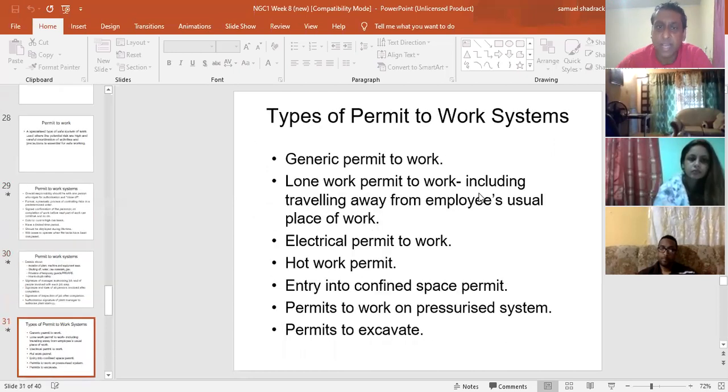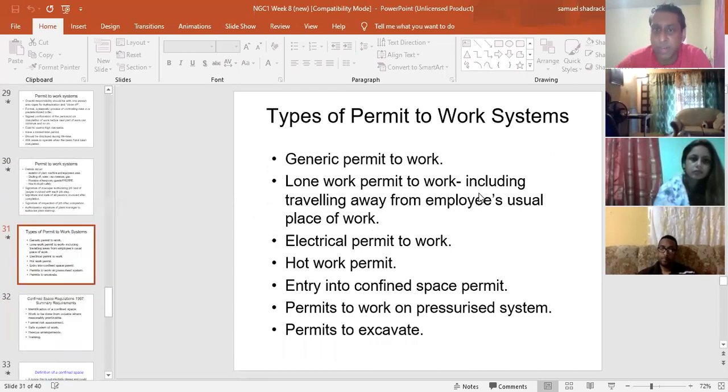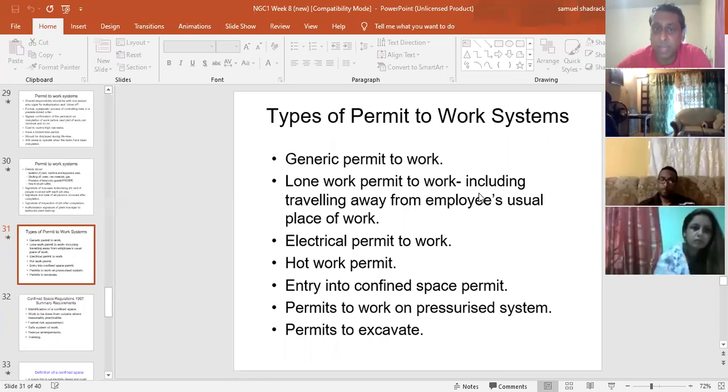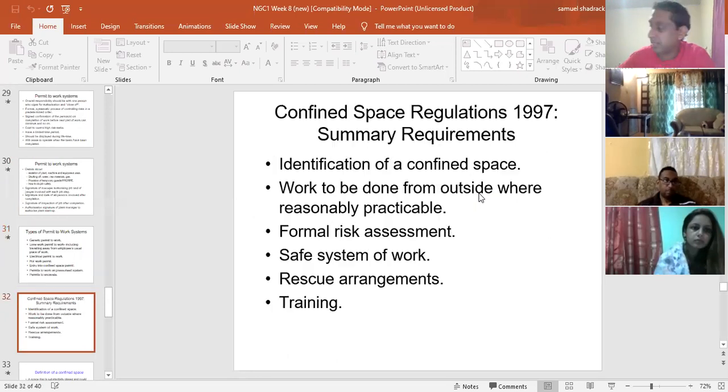I want to show you some of the activities that require it, because this could be more of a question for you. Some of the activities that are classed as high risk could be lone work, electrical work, hot work, entry into confined spaces, pressurized systems, and excavation work. So all of these are classed as high risk work, and they require what is called a permit to work, right?